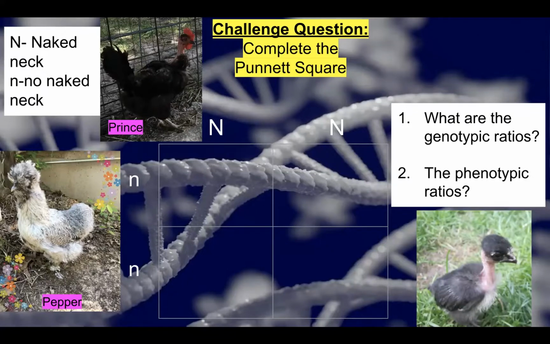These are 2 chickens and roosters that we have here at the EEC. This is my blue silky Pepper, and this is Prince, the naked neck rooster. If they were to mate, see if you can complete the Punnett square to figure out the ratios, the genotypic ratios and the phenotypic ratios. And again, feel free to pause the video to allow time to do that, but I'm going to move right along.